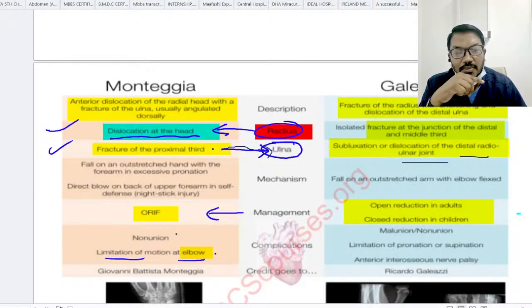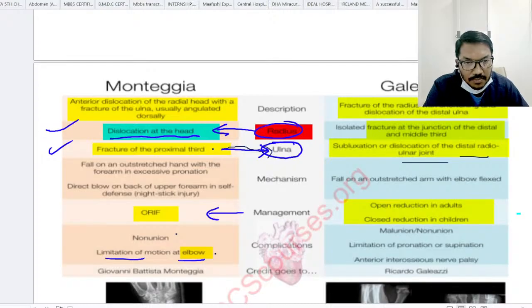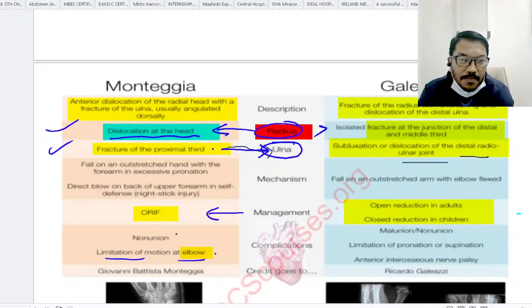And the ulna has a proximal third fracture. This is Monteggia. Finish. Treatment is ORIF, open reduction internal fixation. In Galeazzi, there is a radius fracture at the junction of the distal and middle third. In Galeazzi, mainly there will be radius fracture, and ulnar subluxation or dislocation.